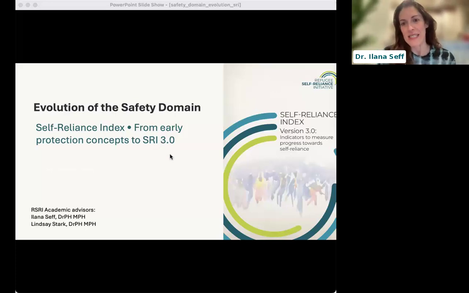So I'm going to talk, as Ned said, about the importance of the safety domain, which is one of the 12 domains in the SRI, the different challenges that we've encountered over the years in measuring safety, which is a pretty challenging construct to measure. Then look at the different ways we've tried to measure it, what's worked, what hasn't, and finally summarize what our current domain looks like and what the data suggests so far.